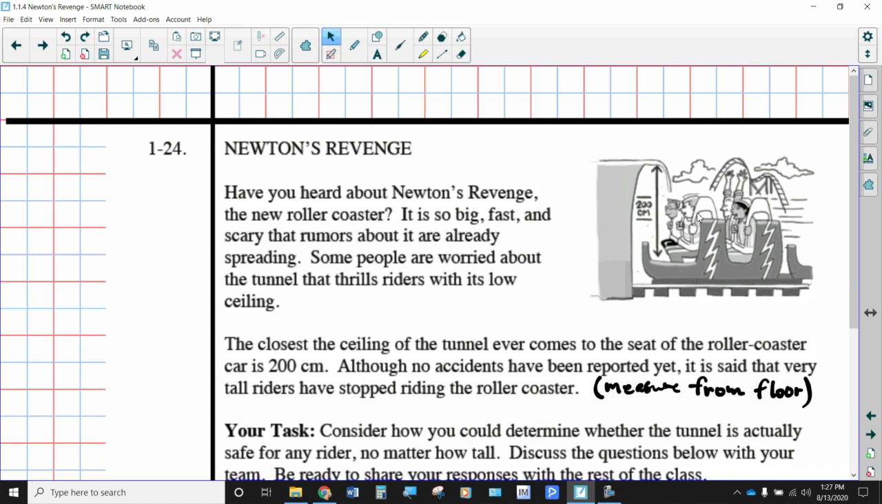Now you can see right there, here's the people riding in. You know how people like to raise their hand, but look how low that tunnel is. I would be scared by that too, especially when you consider how fast these roller coasters get.